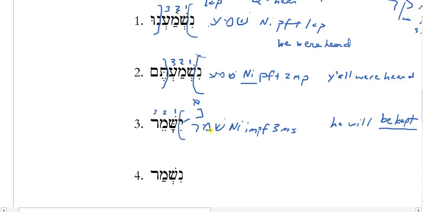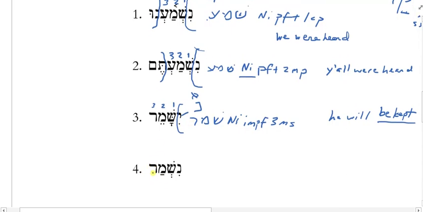Excellent. How about Yishamaru? The yod is there, but I have a shurik at the end. Yishamaru would be 3MP, and the subject is they. So they will be kept. All right? See how this works? Okay, good. Look at number 4.